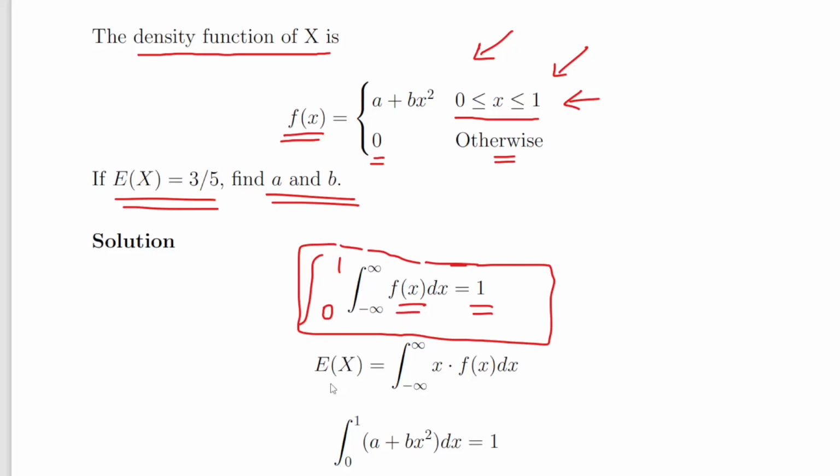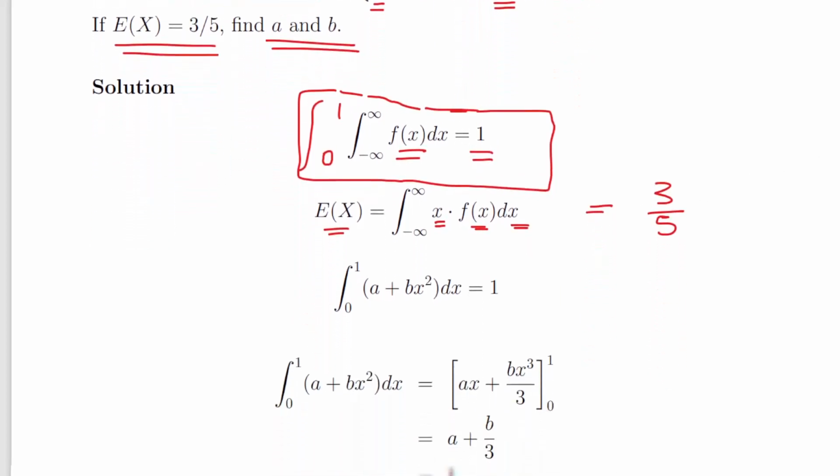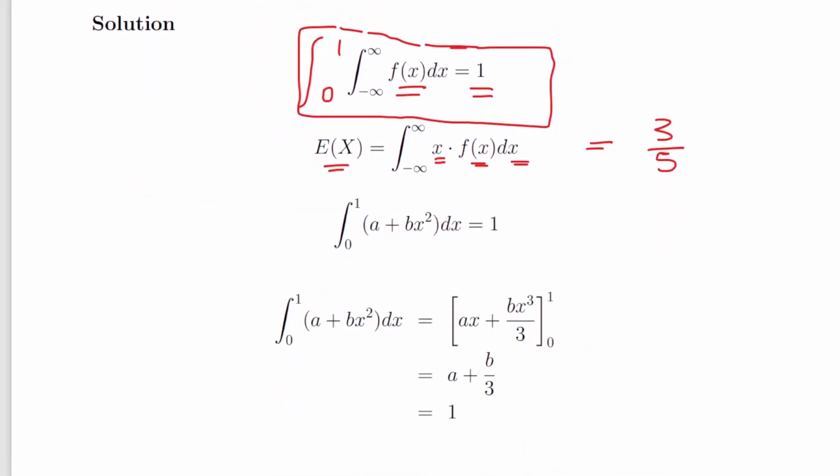We're also going to use the fact that the expected value of x is calculated in a similar way. It is the integral from minus infinity to infinity, or alternatively, the lower limit to the upper limit, of x times f of x dx. And we know that's going to be 3 over 5. So essentially what we have here is two definite integrals, and we know what they should solve to be. So what we can do is deduce what a and b are based on these two definite integrals.